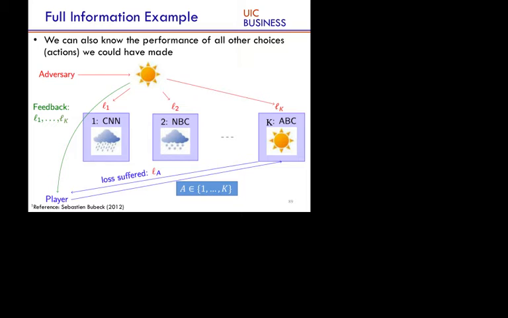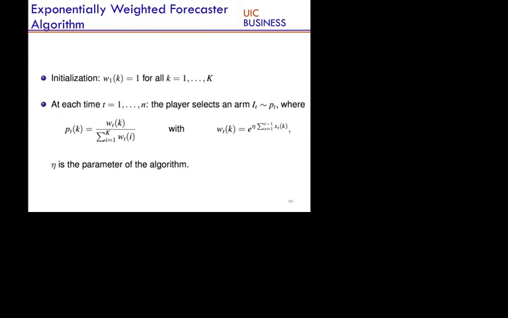In this setting, there's a very simple algorithm called the exponential weighted forecasting algorithm. Just like epsilon greedy, it's very simple: you maintain a weight for each arm, a number for each arm. We have been maintaining numbers for each arm in epsilon greedy and UCB, and in Thompson sampling we were maintaining posterior distributions, but here we are going to maintain a number, and at each time t, the player is going to select an arm from a distribution.